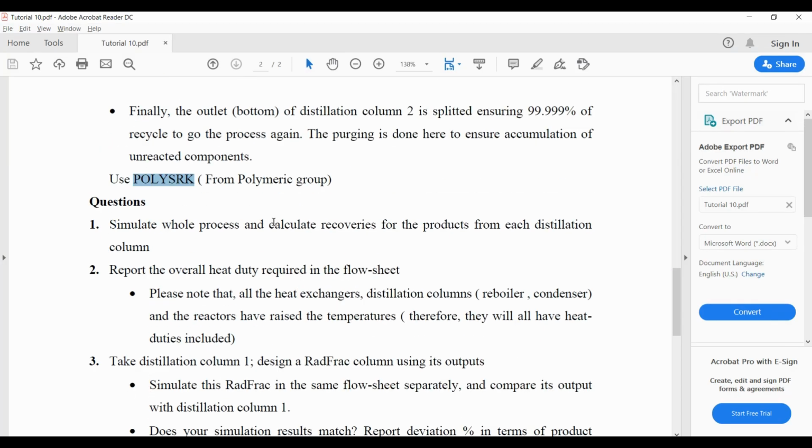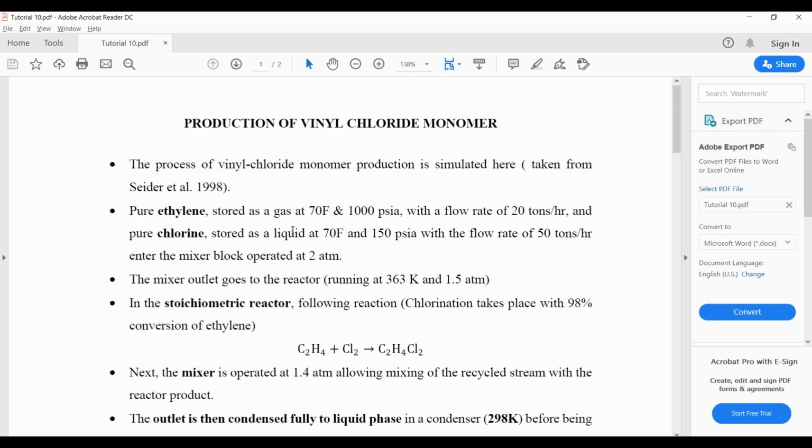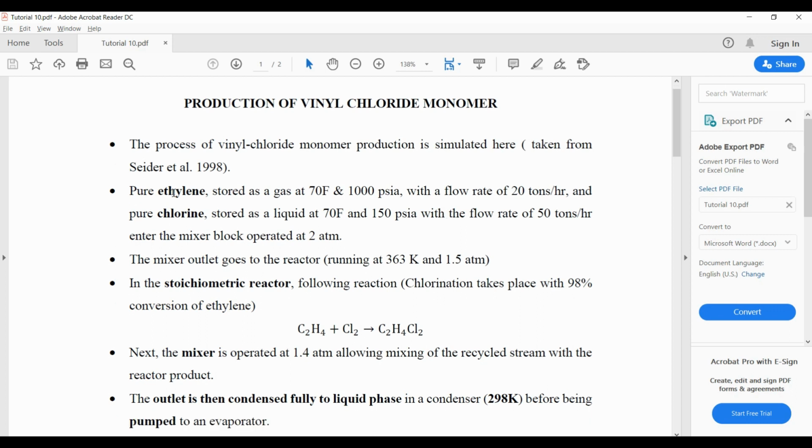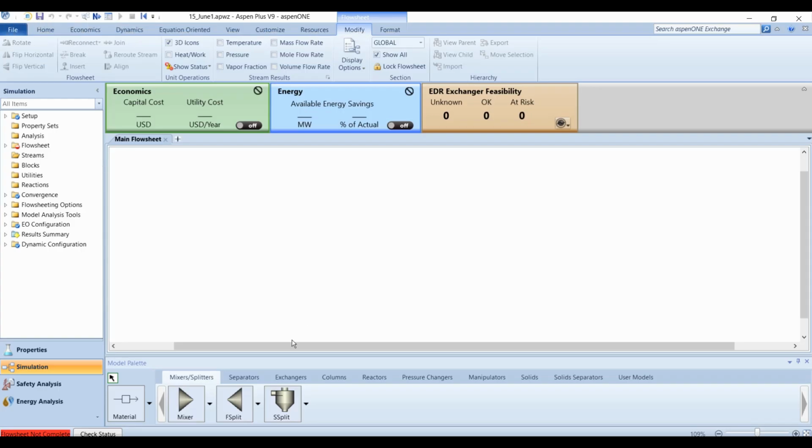Here, this step-by-step procedure is given to simulate the process. So there are two main feeds, ethylene and chlorine. They are stored as gas and liquid respectively at given temperatures and pressures, and the flow rates are given. And finally, they are going to be mixed in a mixer block. So I will add first of all these two streams. This one, S2, I will write it as C2H4, and then this is Cl2.